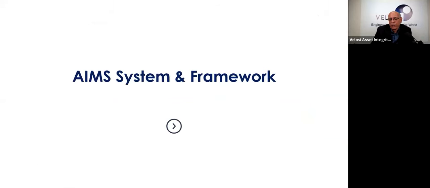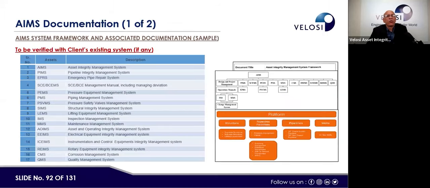Now, how is it managed? It is a documentation system. Here, we have about 17 systems under the AIMS, which is Asset Integrity Management System: Pipeline Integrity Management System, the Emergency Pipe Repair System, SCPC Management System. SC means Safety Critical Equipment Management System. PEMS is Pipe Pressure Equipment Management System.